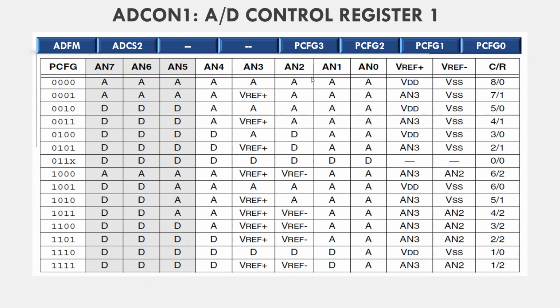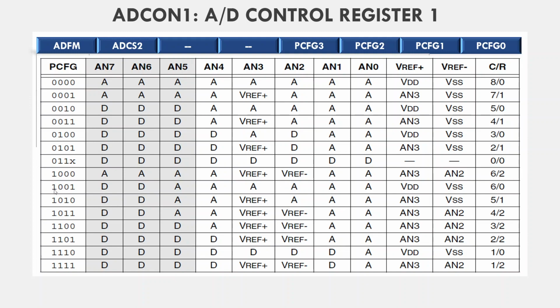After this, when PCFG3 becomes 1, the combination is 1000. Channels 3 and 2 now become the inputs to the reference, that is V reference plus and V reference minus of the comparator of the ADC, and all the rest of the channels work as analog input channels. So V reference plus is from AN3 and V reference minus is from AN2. The total count is 6 channels and the reference pins are 2.